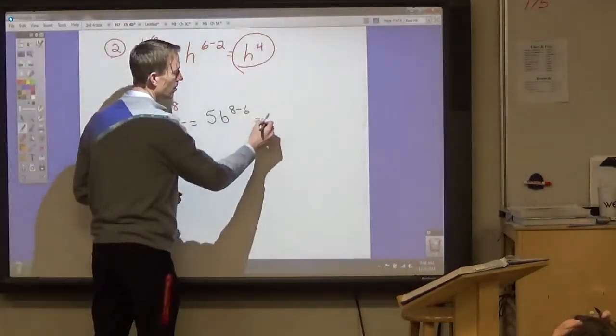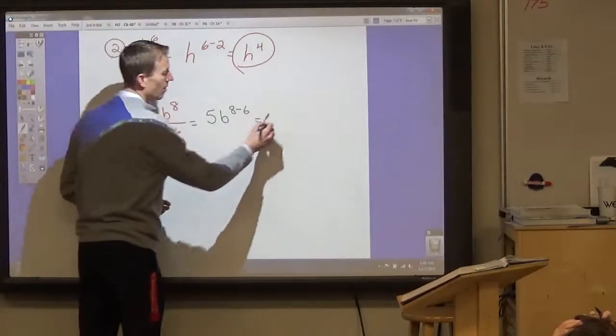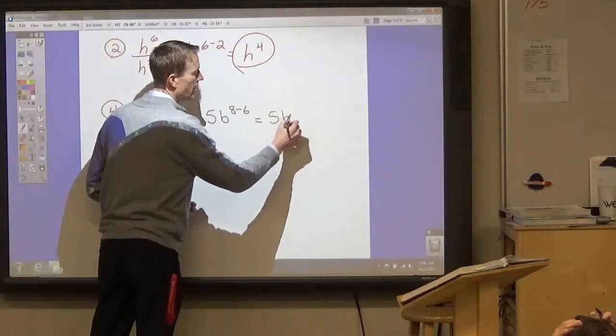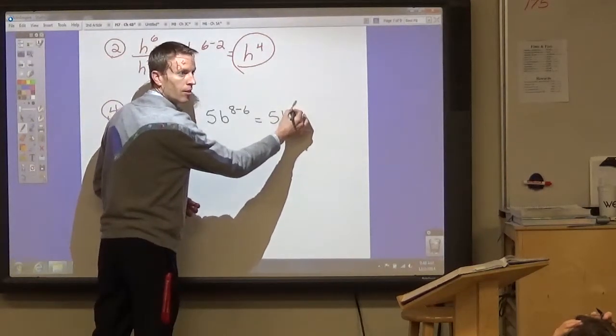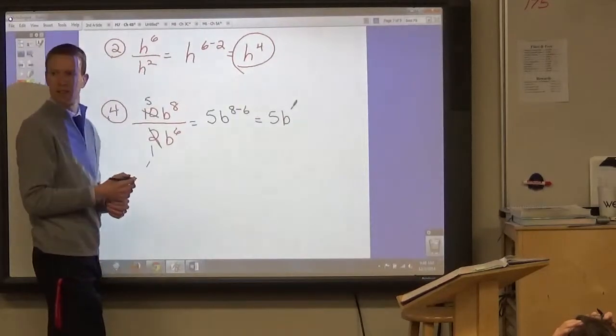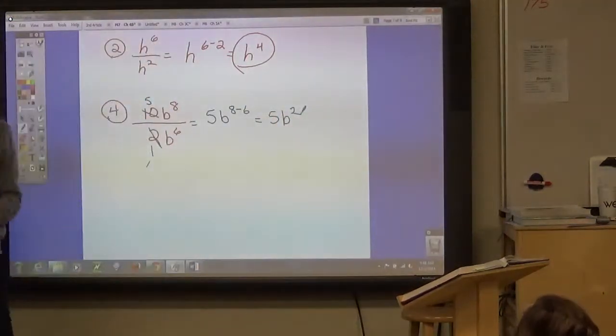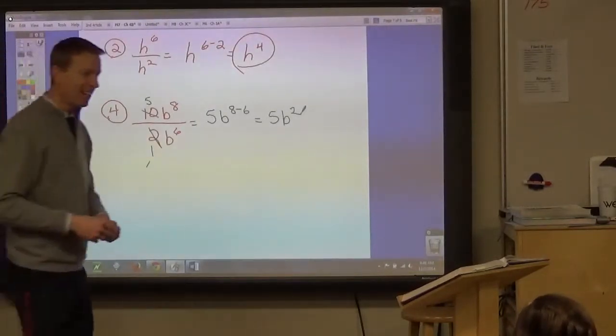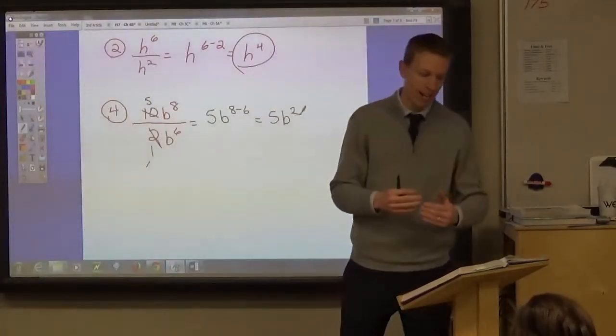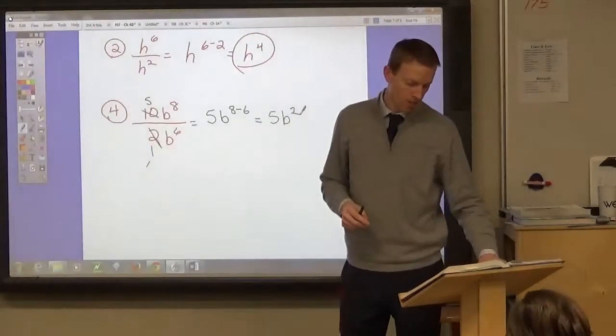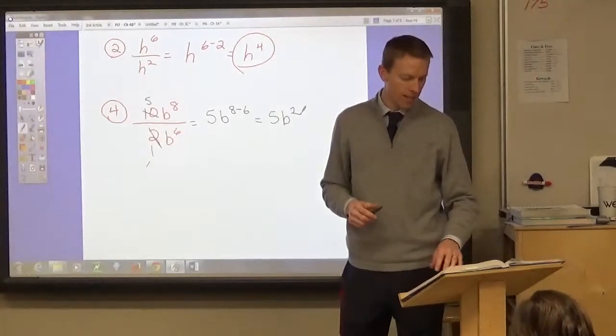That is, we can simplify that to 5b. What's 8 minus 6? Second power, yeah, squared. I thought you said 7 too. Okay, so simplify the numbers and then simplify the exponents.